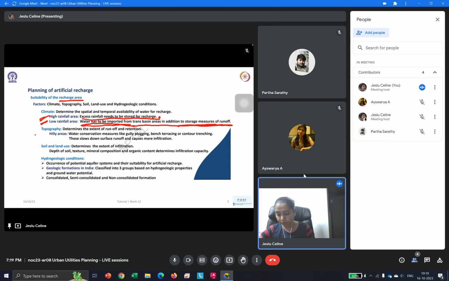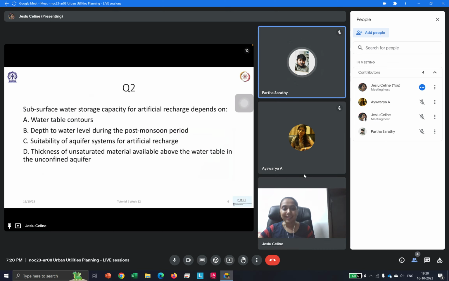Then you have topography. This is what we were discussing in the last option, the geological formations. Yes, it influences. Then you have the hydrological conditions, geological formations. So this is what we discussed. You may visit this part of the lecture once more to get a more detailed understanding if required. Any doubts in this question? Okay, let's proceed to the next question. No, ma'am. Yeah, thank you.